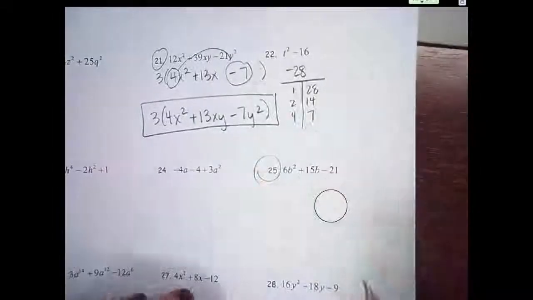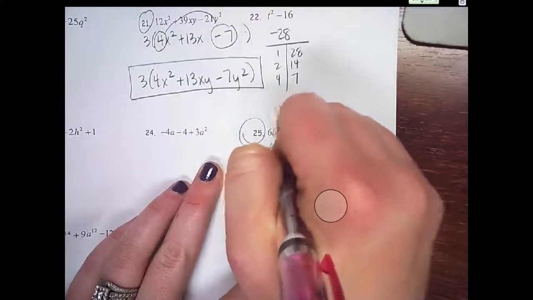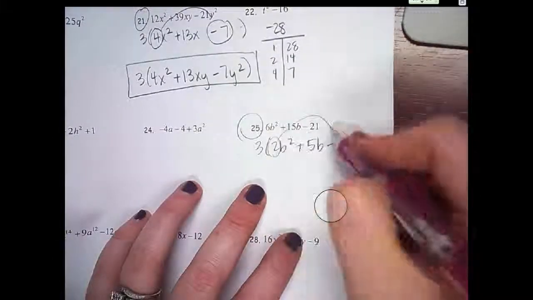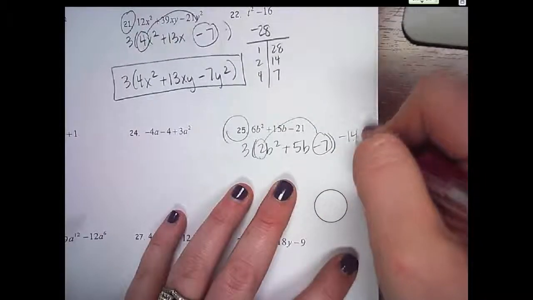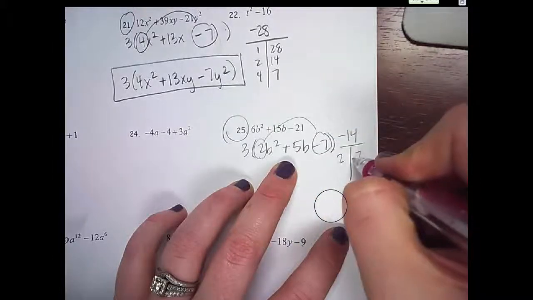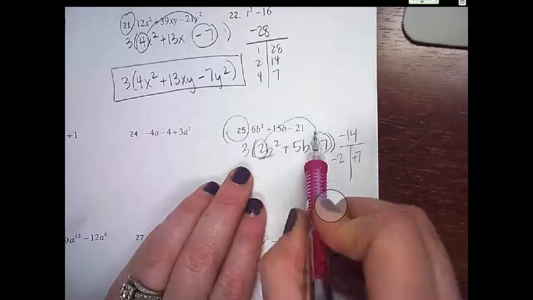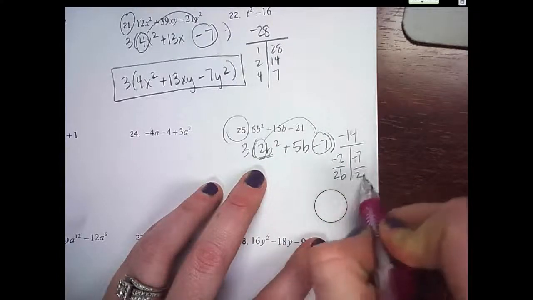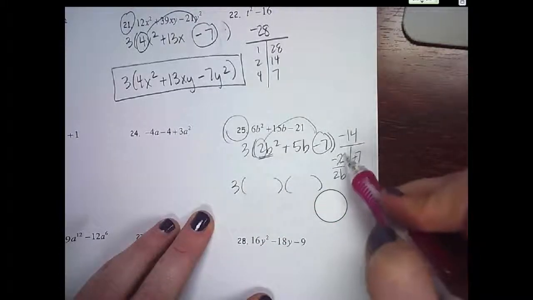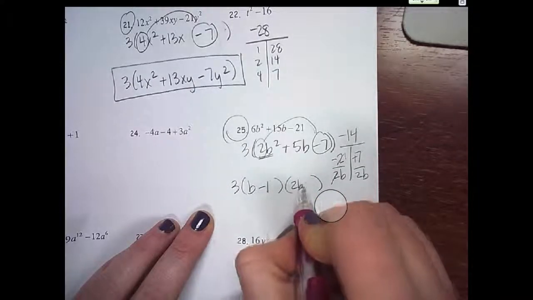Is there another? Let's do number 25. So we do one like that. Take out a GCF of 3. So 2b squared plus 5b minus 7. There's a number in front, so multiply that with this back one. Negative 14. So what adds to give me 5 would be positive 7 and negative 2. So when you have a number in front here, if you multiply it in, you have to divide it back out. So divide by 2b. So this reduces to negative 1 over 1b, so it becomes b minus 1, and this one becomes 2b plus 7.